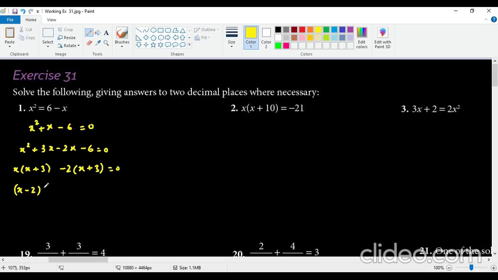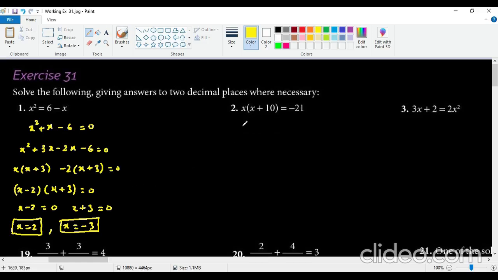That means two factors, x minus 2 equals 0, and x plus 3 also equals 0. That means x equals plus 2 and x equals minus 3. These are the two possible answers for this question. Now moving on to question number 2.